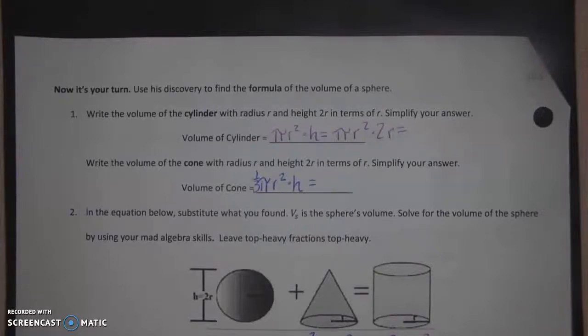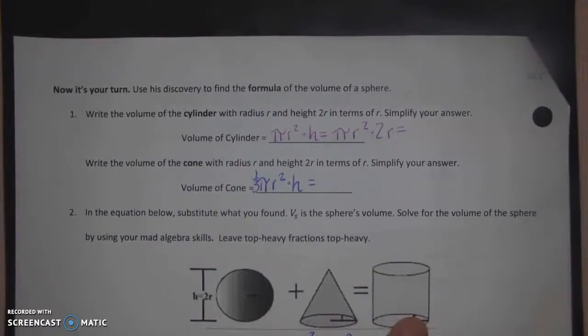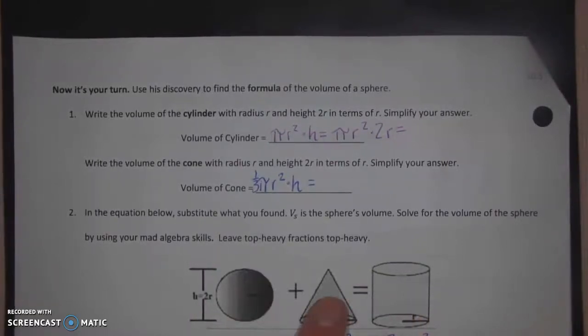Good morning, everyone. It is week 2, day 3, and we're going to run through the answer to our question from yesterday, and that is, what is the volume of a sphere? Knowing only what Archimedes discovered, that if the height is 2r for the sphere, cone, and cylinder, the sphere plus the cone will equal the cylinder.